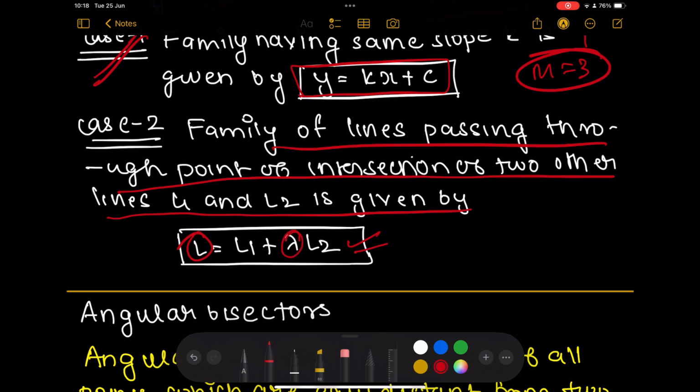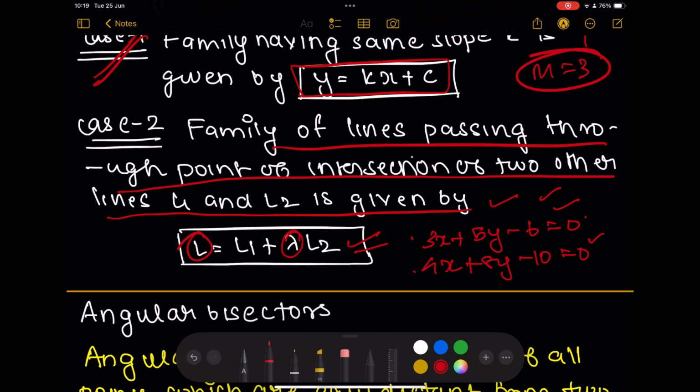Now suppose they are saying that you have two lines 3x plus 5y minus x equal to 0 and 4x plus 8y minus 10 equal to 0. Suppose they gave these two lines, okay, and suppose they are asking you to find a line which passes through the point of intersection of these two lines and has a slope of 5. Right, so one way to do it is you can solve these two lines, find the point of intersection, then you have the point of intersection and the slope, you can use the one point form. Or the other way to do it is just put L1 plus lambda times L2 equal to 0 and then find lambda.